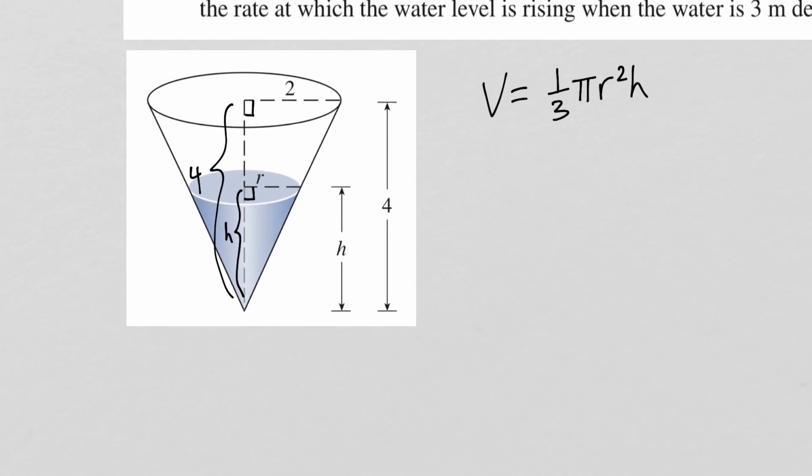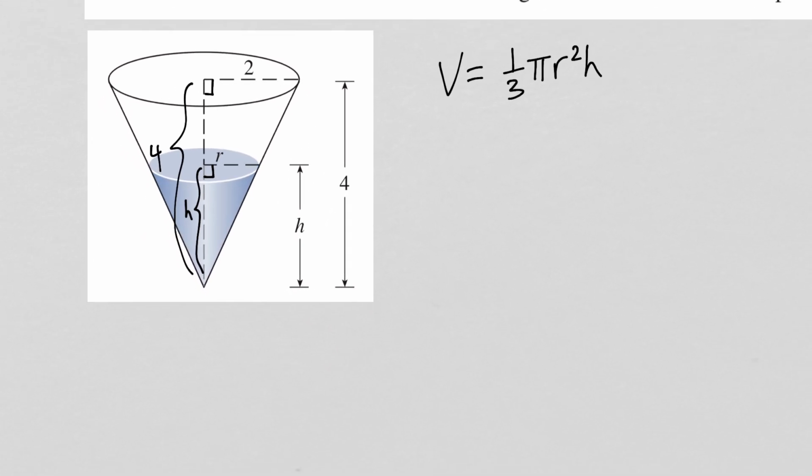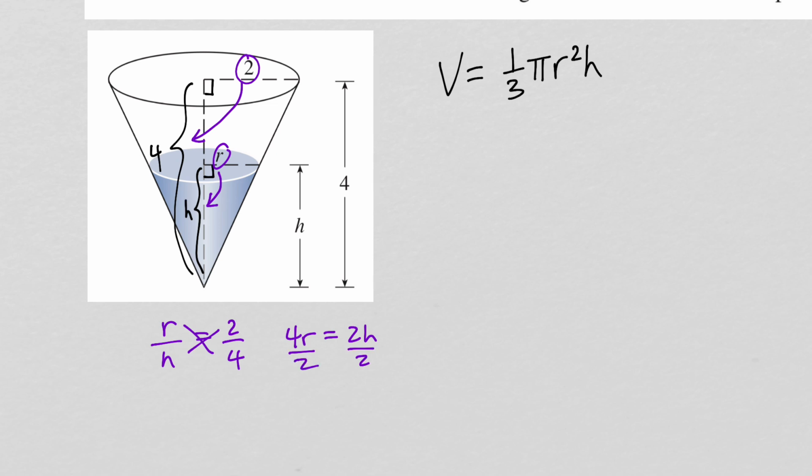And because these triangles are similar, we can set up a proportion by comparing like sides. So I can say r compares to h the same way that 2 compares to 4. And if I cross multiply, I get 4 times r is equal to 2 times h. And from there, if I divide by 2, I can say h is equal to 2r. Or I can say r is equal to h divided by 2.